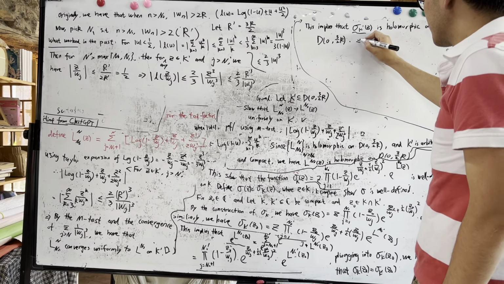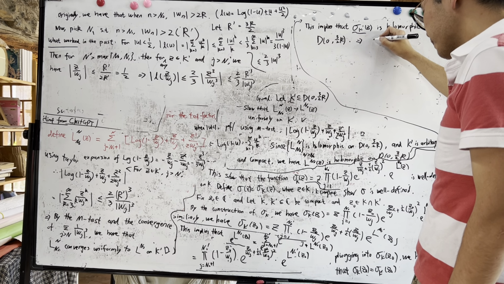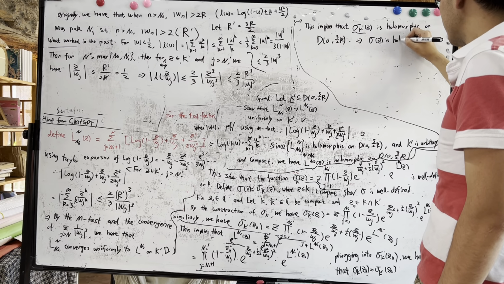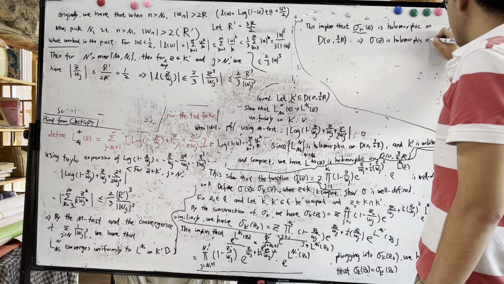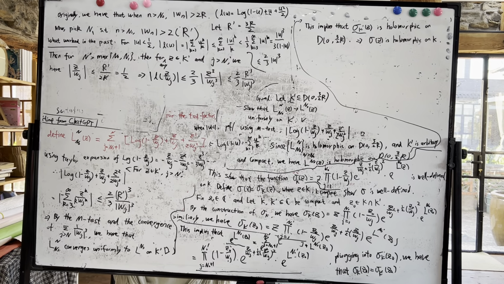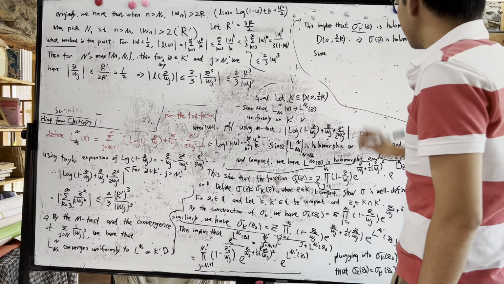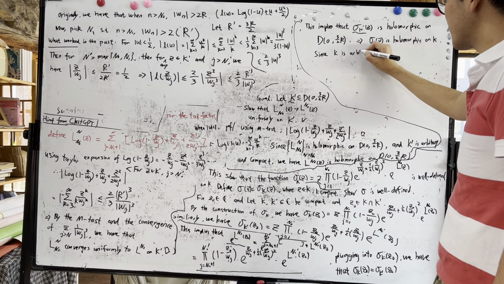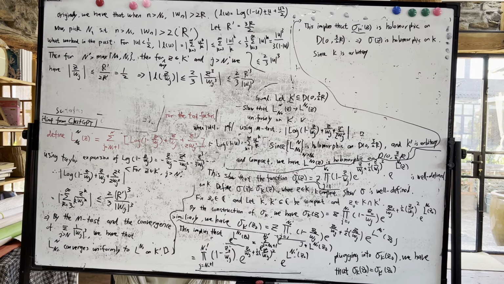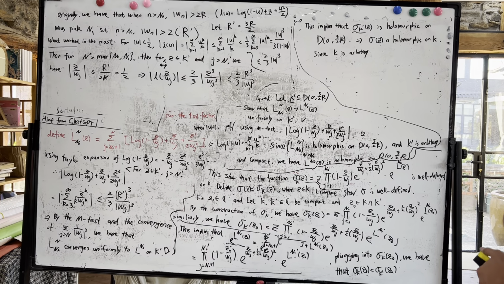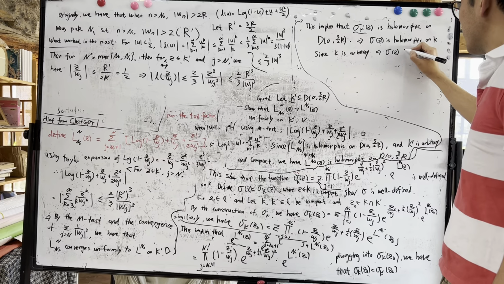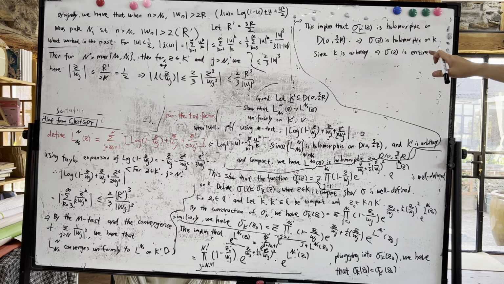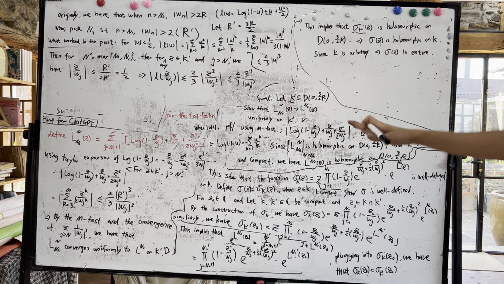So this implies that sigma z is holomorphic on K. And then since K is arbitrary, this implies that sigma z is entire. So this finishes the proof of our sigma function. I'll continue next time for the rest.